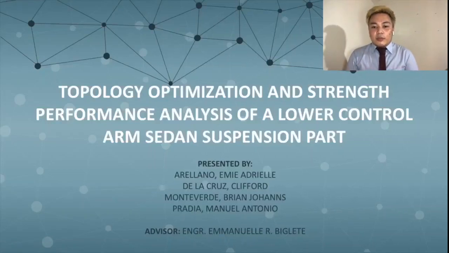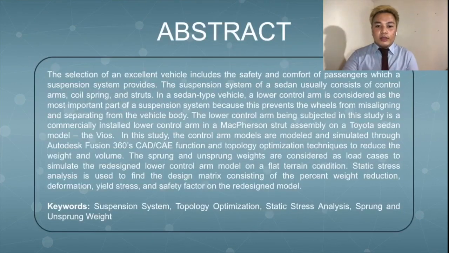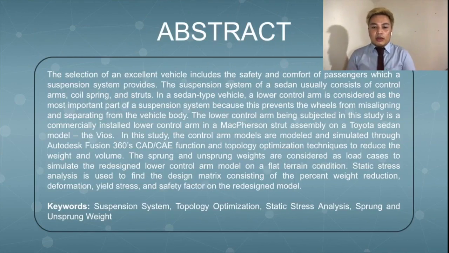Good day, everyone. In partial fulfillment of the requirements for the degree of Bachelor of Science in Mechanical Engineering, this undergraduate thesis is presented to the School of Mechanical and Manufacturing Engineering, Mapua University. This thesis is titled Topology Optimization and Strength Performance Analysis of a Lower Control Arm Sedan Suspension Part. Now let me read to you the abstract of the study.